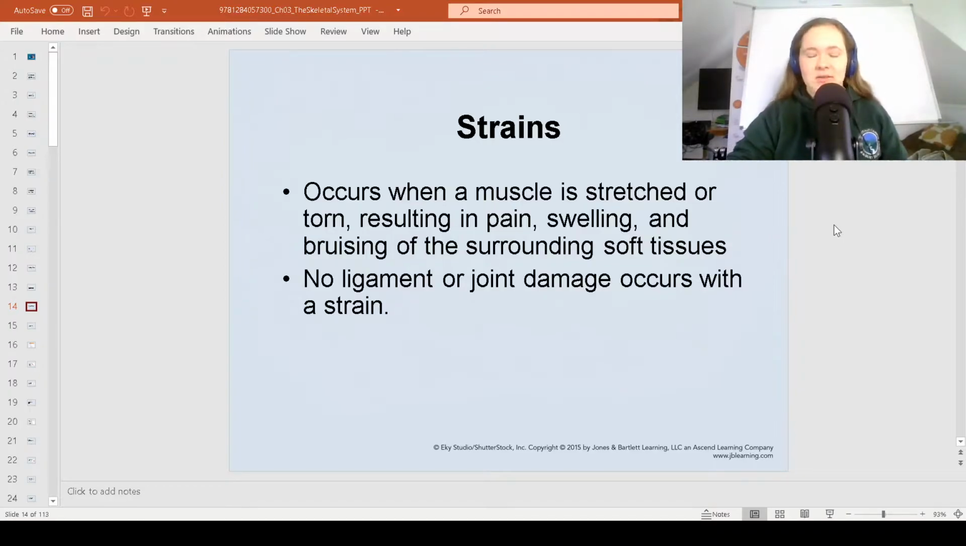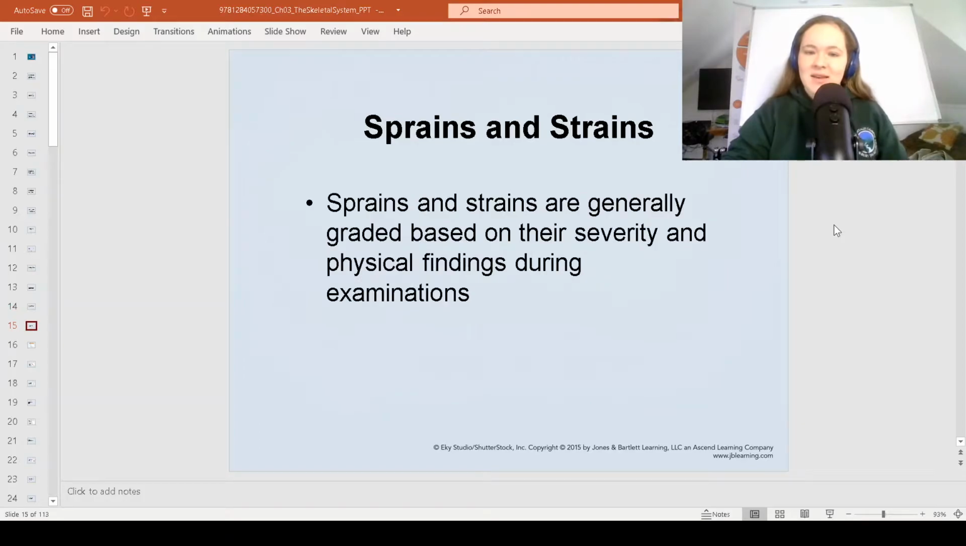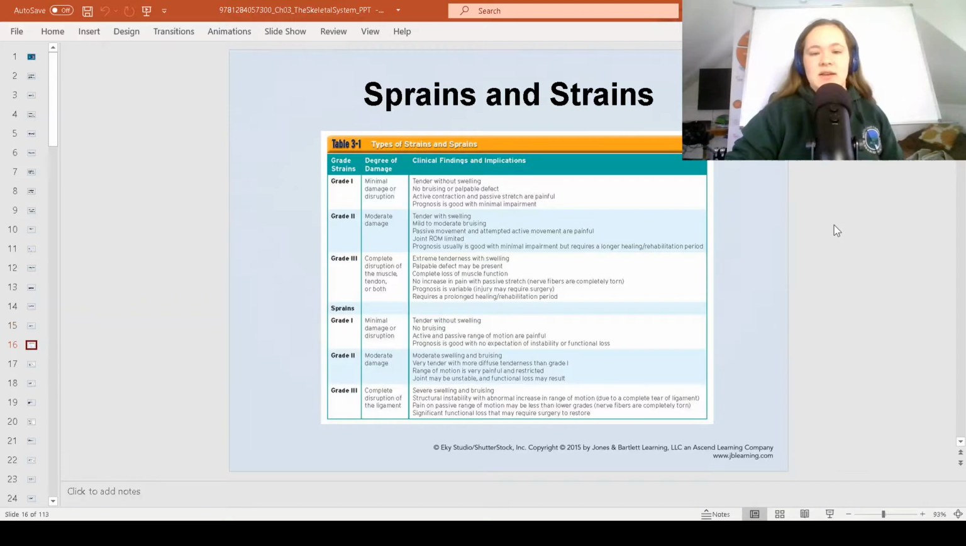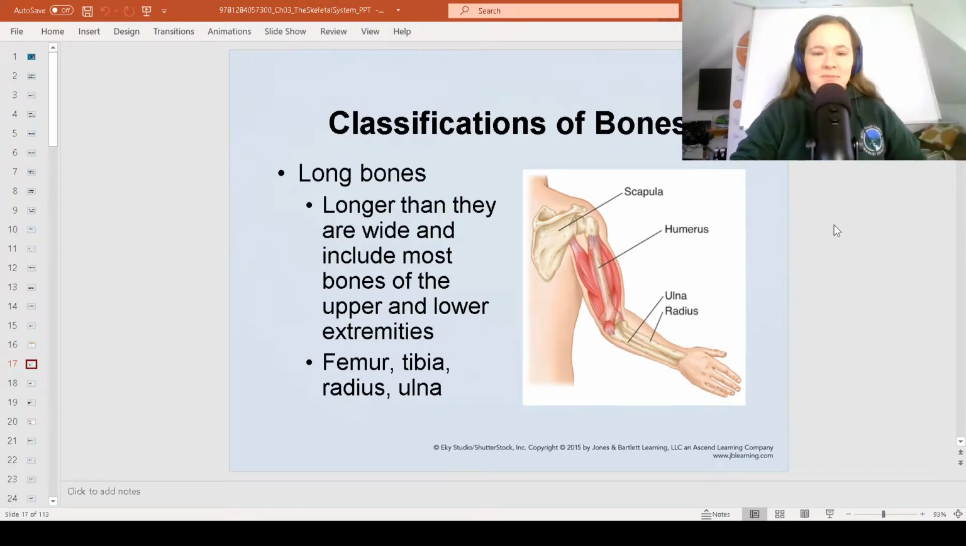I've had both. I've had all of the above. It's painful. Sprains and strains are generally graded based on their severity and physical findings during examinations. We got a list here, once again. So we've got grade 1, which is minimal damage, all the way up to grade 3, complete destruction of the muscle, tendon, or both. You can actually see it with bodybuilders when they do curl-ups. You can see their muscles just tear and fold all the way back. It snaps. It looks so cool. Anyways, enough of that.